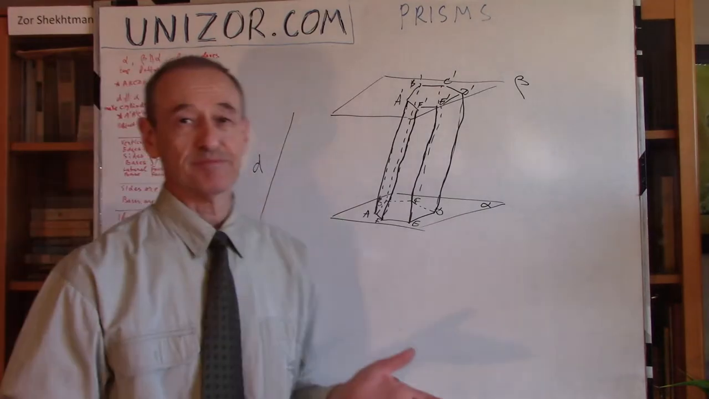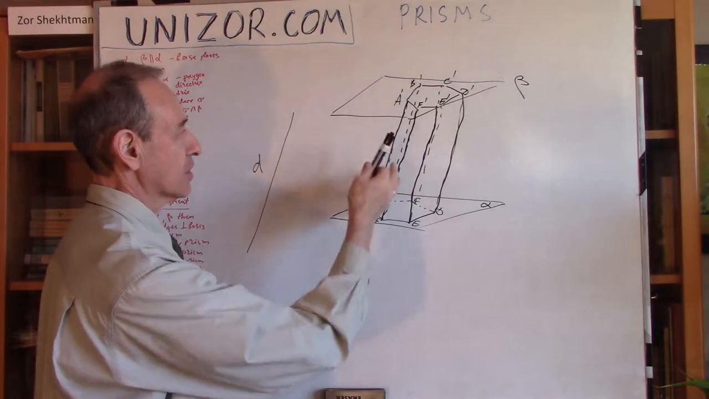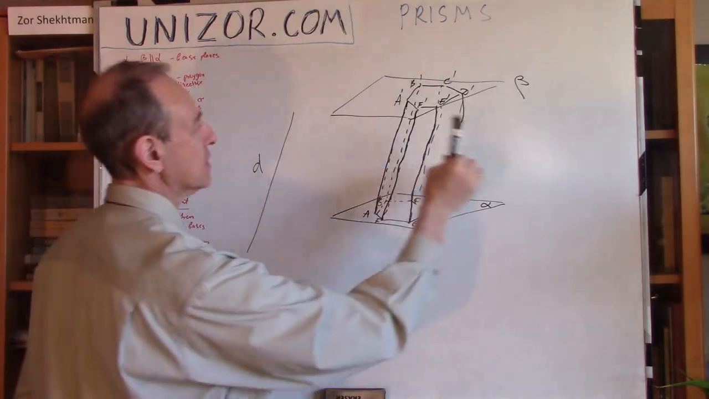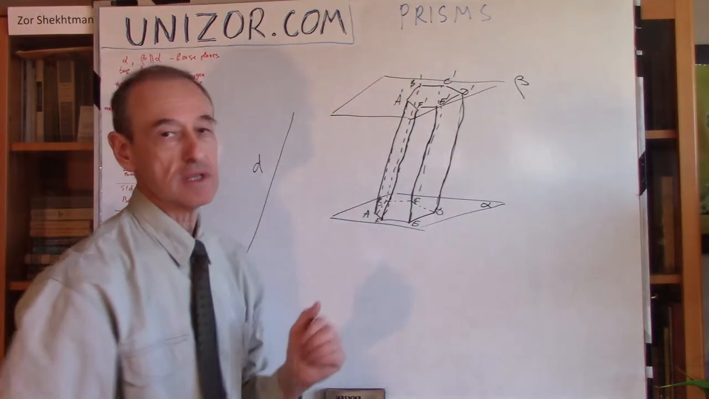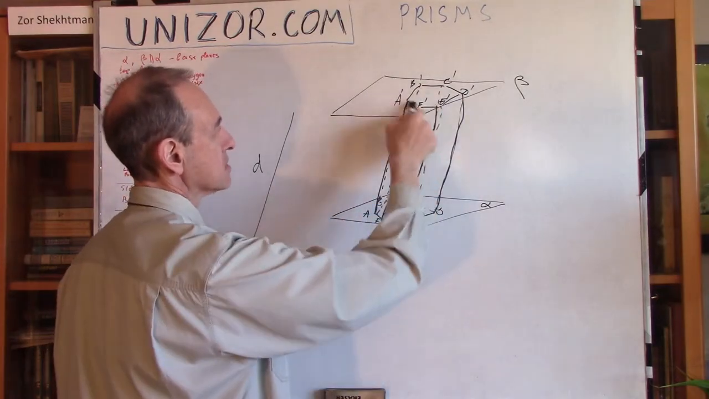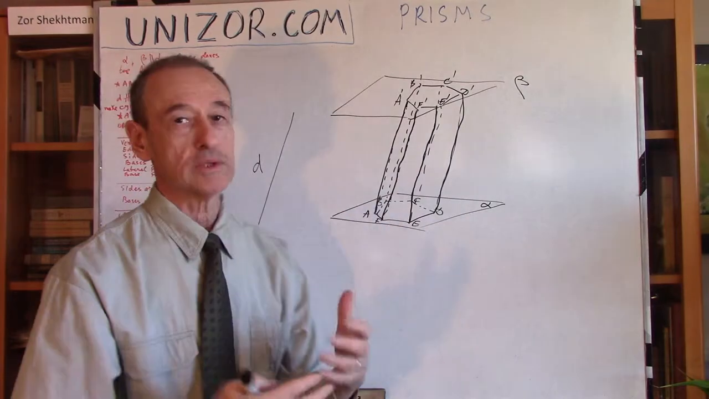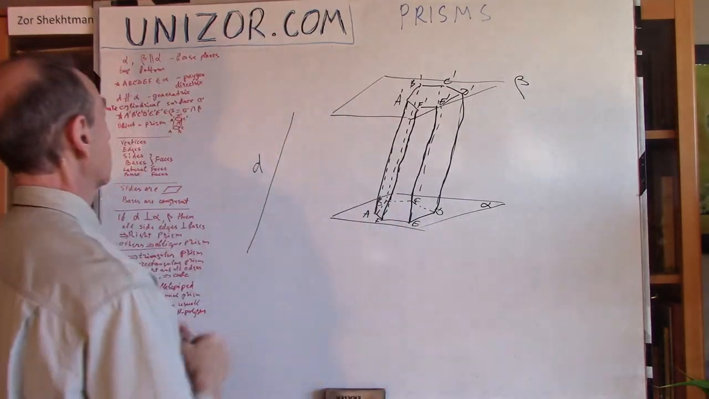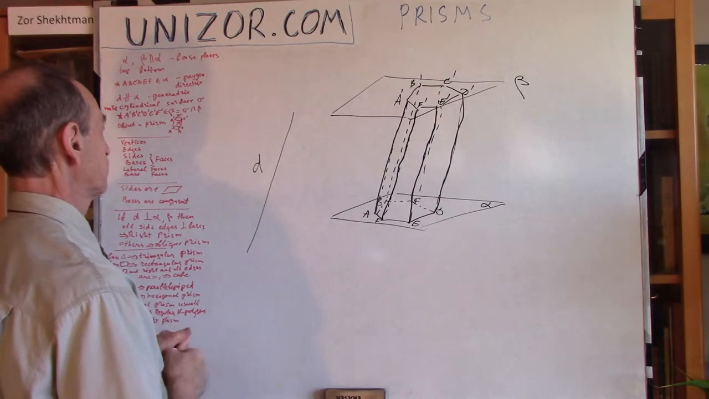Now, what is a prism? The prism is the object which consists of the part of the cylindrical surface which is in between these two planes and these two polygons on the planes. So this part is called a prism. Well, that's basically the definition of what is a prism.